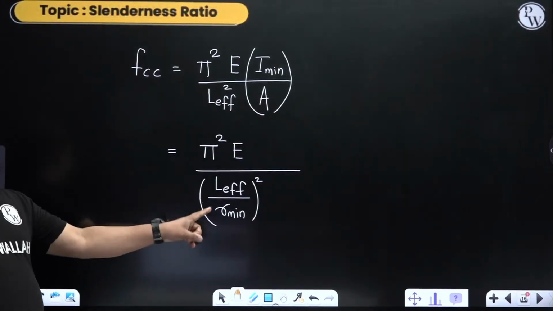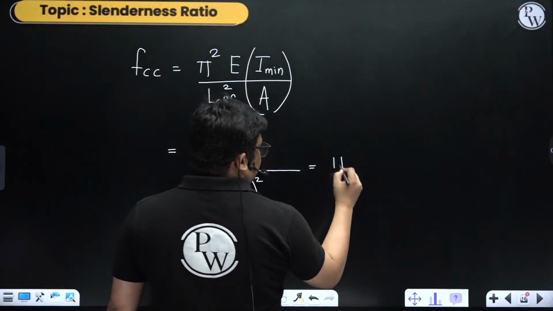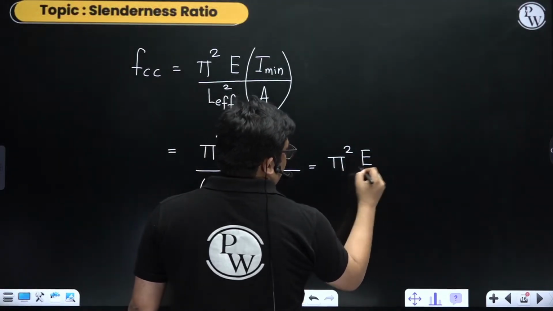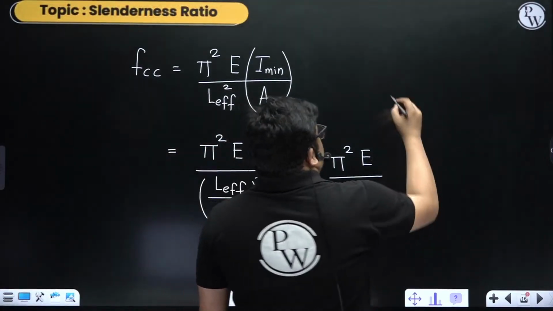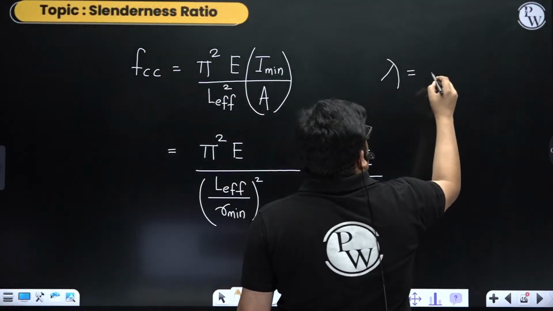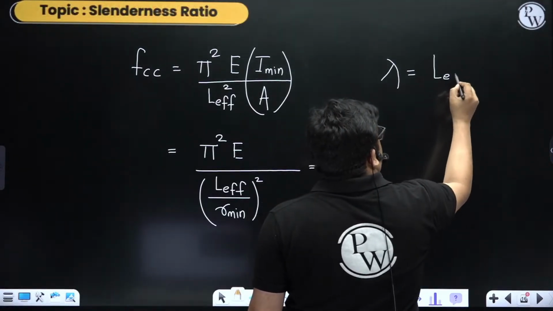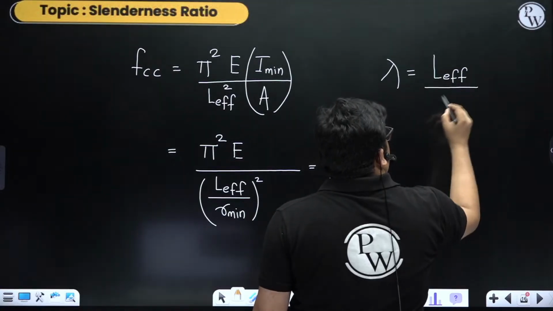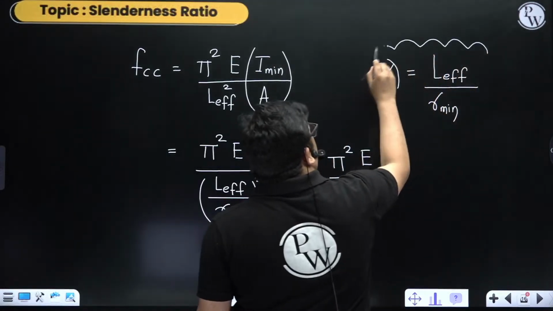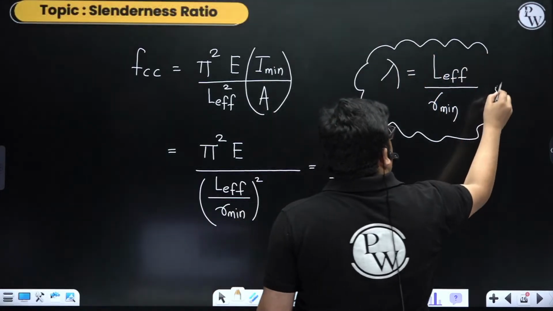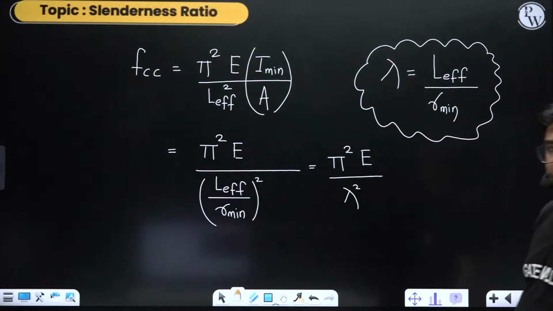This L effective by R minimum is known as the slenderness ratio, and this is pi square E by lambda square, where lambda is the slenderness ratio. Slenderness ratio is the ratio of the effective length and the minimum radius of gyration of a particular compression member. Slenderness ratio.